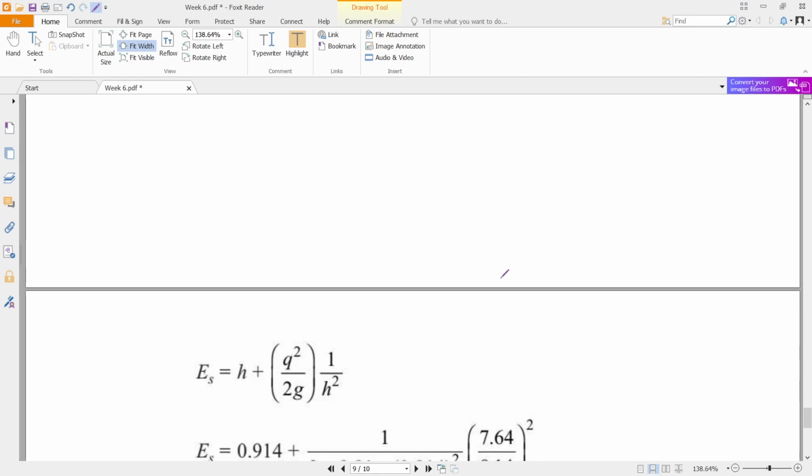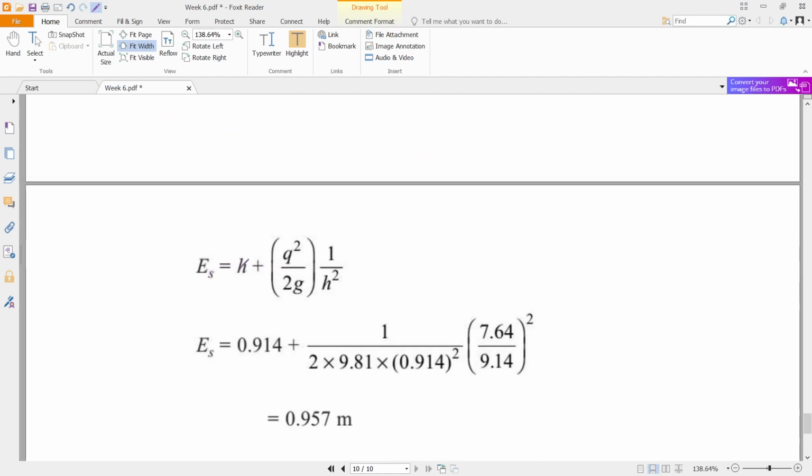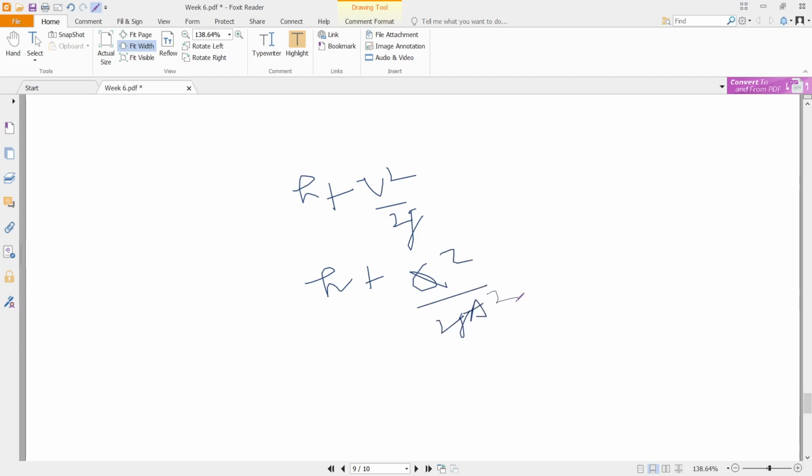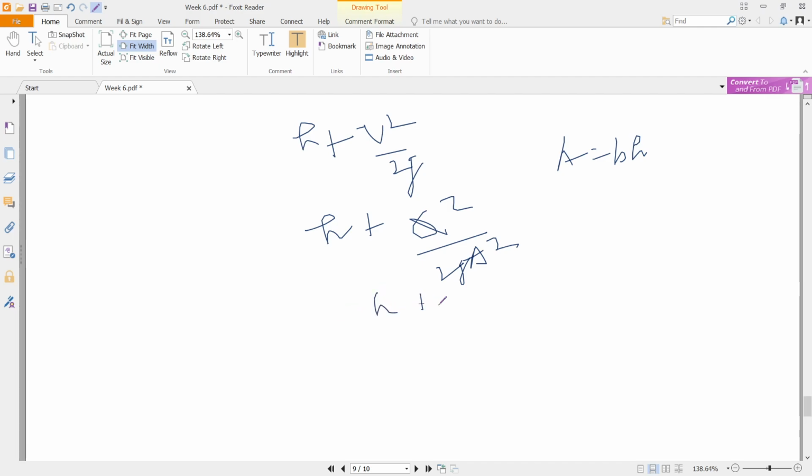Okay. So what exactly is specific energy? It is H, that is flow depth, plus V square by twice G. For a rectangular channel, this can be written as H plus Q square by 2G A square, since V is Q by A. But for a rectangular channel, what is A? A is equal to B into H. So H plus Q square divided by 2G B square into H square.